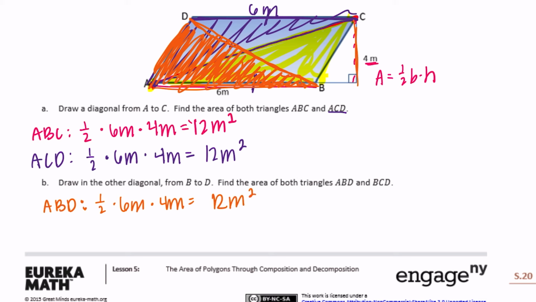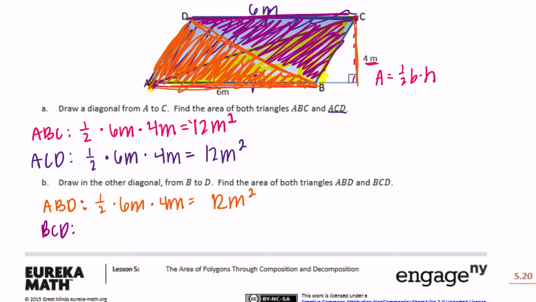And then BCD is going to be this triangle right here. Which the length is 6 meters. And the height is 4 meters, so 12 meters squared. So notice they are all the same.